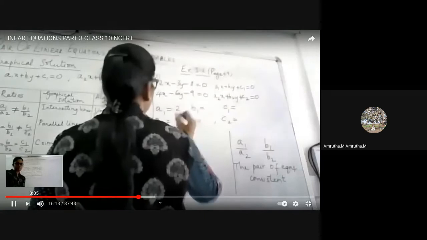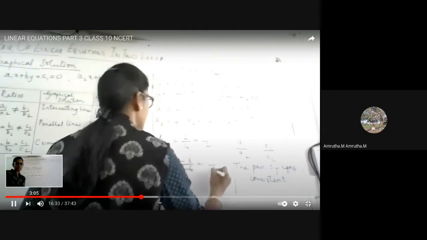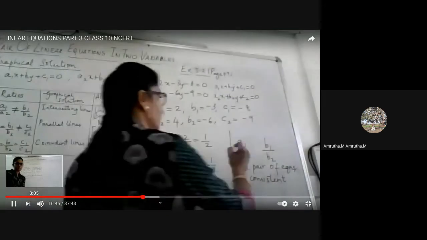Okay, A1 is positive 2, A2 is positive 4, B1 is negative 3, B2 is negative 6, C1 is negative 8 and C2 is negative 9. So let me find out A1 by A2, which will be 2 by 4, or in other words 1 by 2. B1 by B2 will be negative 3 by negative 6, again 1 by 2. What is C1 by C2? It is negative 8 by negative 9, which will be 8 by 9. Now, what can I see? A1 by A2 is equal to B1 by B2, but it is not equal to C1 by C2. So, the pair of equations is inconsistent. That's all you have to do.